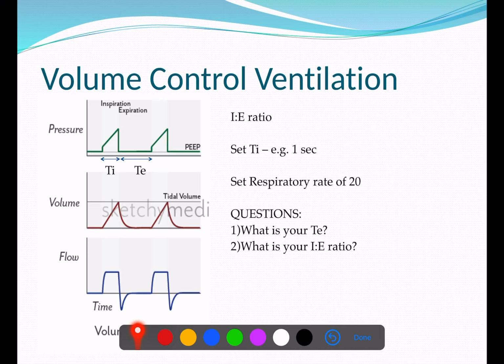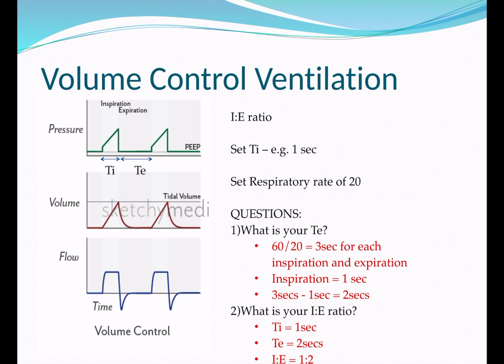So let's do a little bit of maths, because we can set the TI, we can set the respiratory rate, but we need to know what our expired time is to be able to work out a ratio. So let's take a simple example. Let's set a TI of 1 second and a respiratory rate of 20. What would be your TE? And what would be your I to E ratio? If you want, you can pause the video at this point and work it out for yourself. I'll be honest, most intensive care ventilators actually give you an I/E ratio, so it'll do the calculation for you. But it's always worth just seeing what it is.